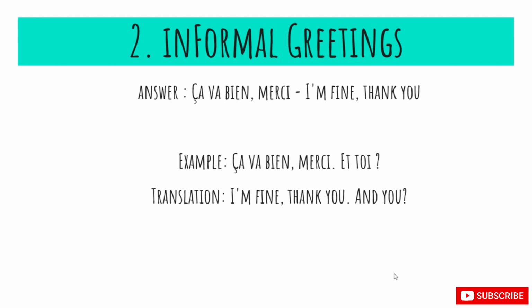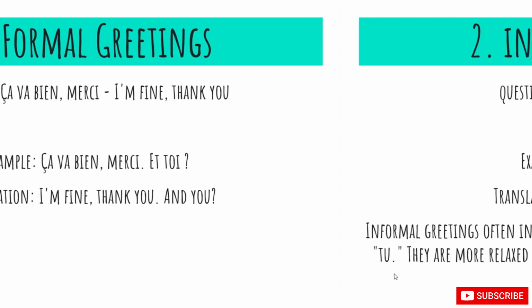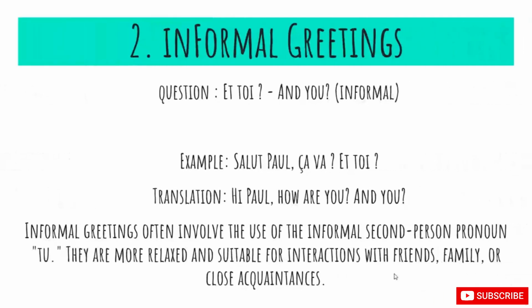You can answer, ça va bien, merci. I'm fine, thank you. And you can just ask the person, et toi? And you? For example, here, salut Paul, ça va? Et toi? Translation: hi Paul, how are you? And you? So, informal greetings often involve the use of the informal second person pronoun tu. They are more relaxed and suitable for interaction with friends, family, or close acquaintances.